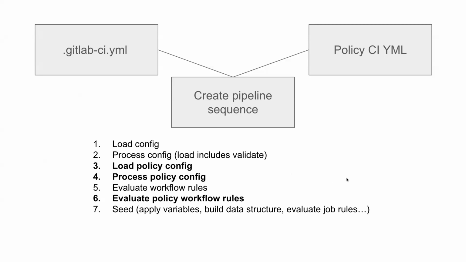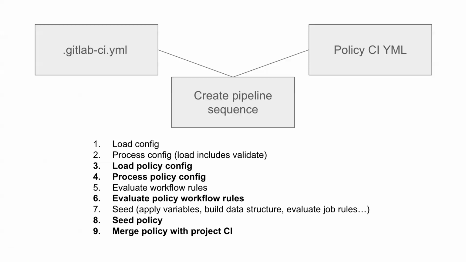Then we seed the project pipeline. We can seed the policy pipeline separately. With that, we can make sure that, for example, if the policy is invalid, we can still run the project pipeline, and the other way around. Like if the project pipeline is invalid, we can still only run the policy jobs.